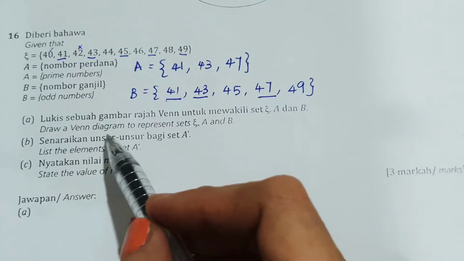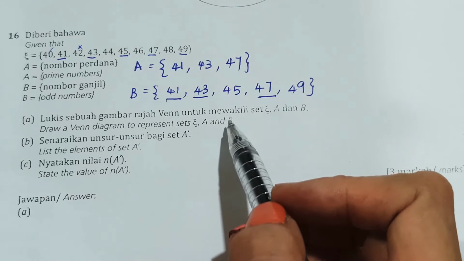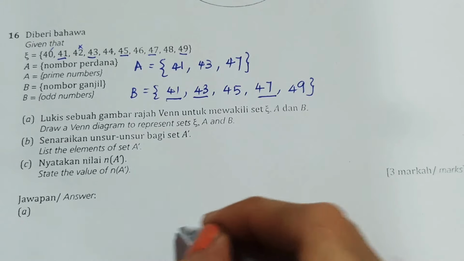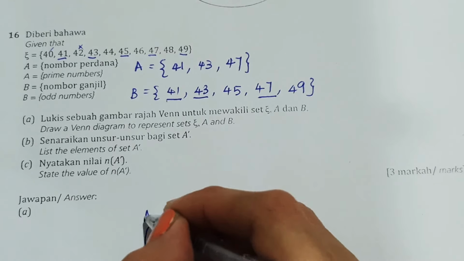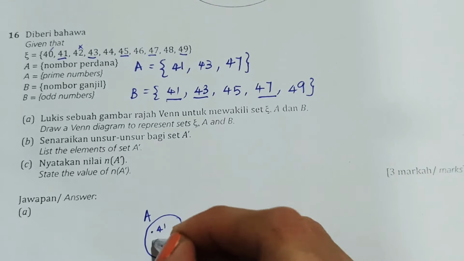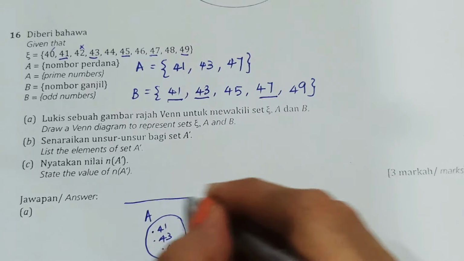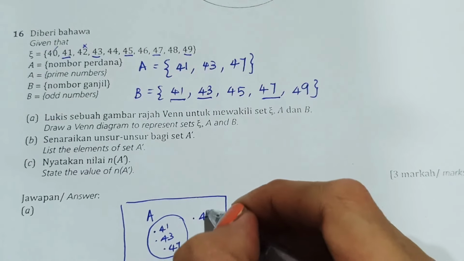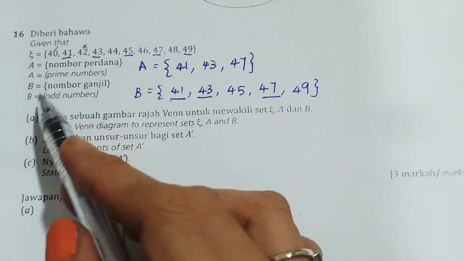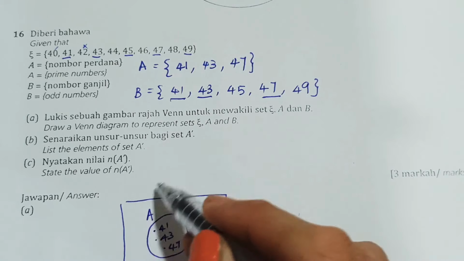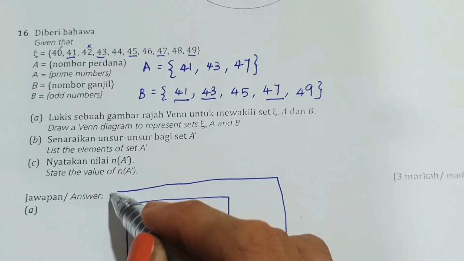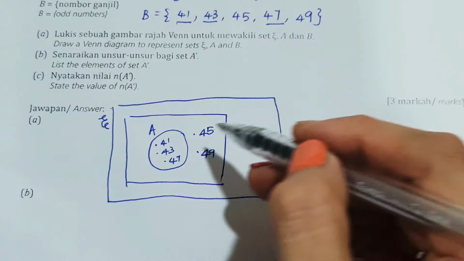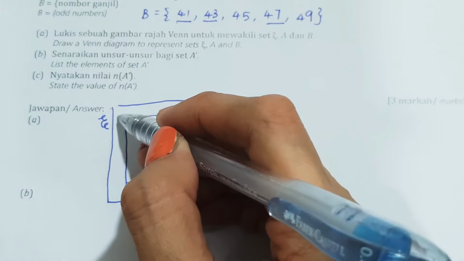So we have to draw a Venn diagram to represent universal set, A and B. So from the listing method, we can see where our A is. So let's say this is our A, whereby the elements are 41, 43, and 47. B will be the one outside. So you have another 45 and 49. And the universal set will be like this, a bigger rectangle. This is the universal set. Okay, this is set A. This is set B.